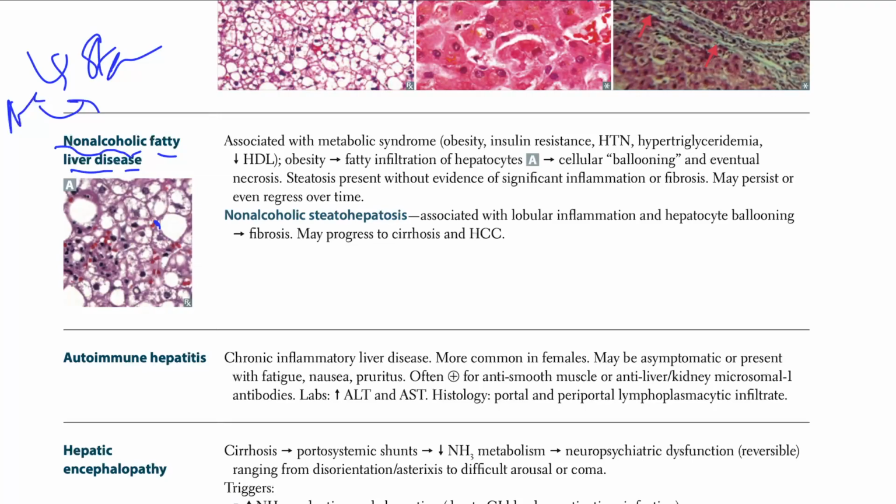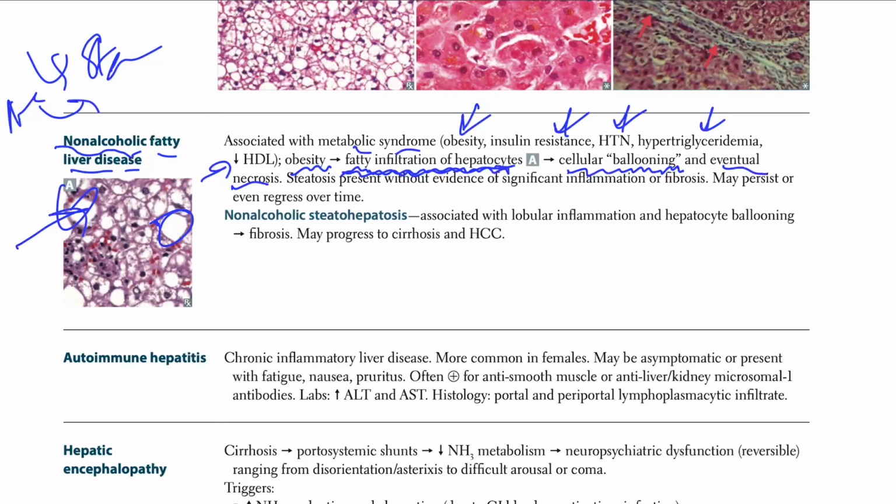Now this is associated with metabolic syndrome: obesity, insulin resistance, hypertension, hypertriglyceridemias, and decrease in HDL levels. Obesity causes fatty infiltration of hepatocytes. Look, obesity, lots of fat going to the liver. It causes cellular ballooning. Look at the picture, balloons being formed, cellular ballooning, and eventually necrosis.